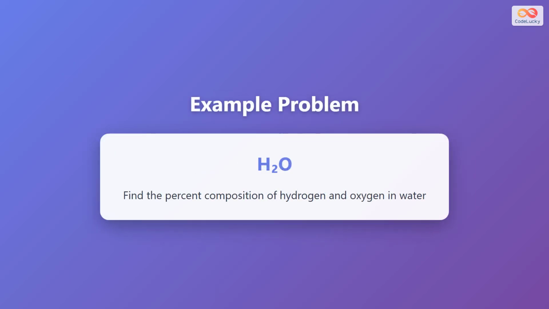Let's work through a real example to understand this better. We'll use water, which has the chemical formula H2O. Our goal is to find the percent composition of both hydrogen and oxygen in this compound. This means we need to determine what percentage of water's mass comes from hydrogen and what percentage comes from oxygen.